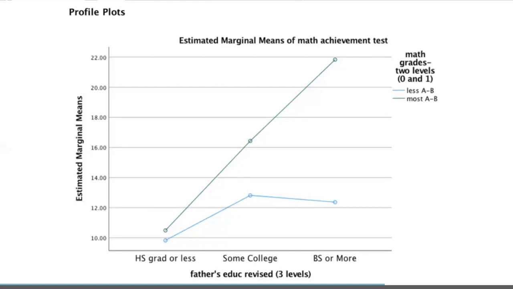Once you get back, be sure to click Options. Make sure that descriptive statistics, estimates of effect size, and homogeneity tests are all checked. From there, you should be able to click Continue, and then click OK. And SPSS is going to put, there it is, our output.